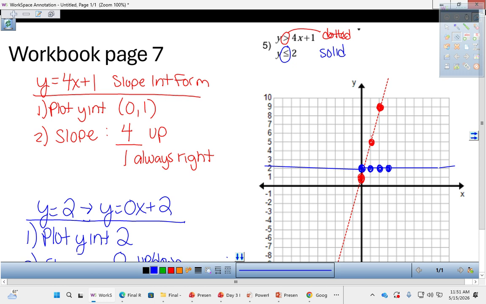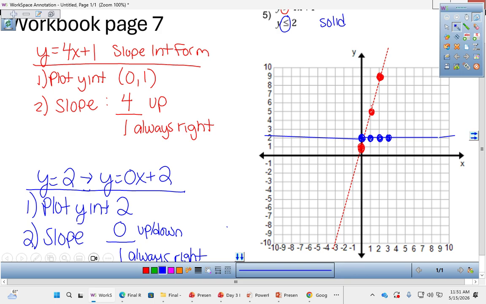All right. Now, what this did was it broke my graph into 3 regions. I'm going to label them.